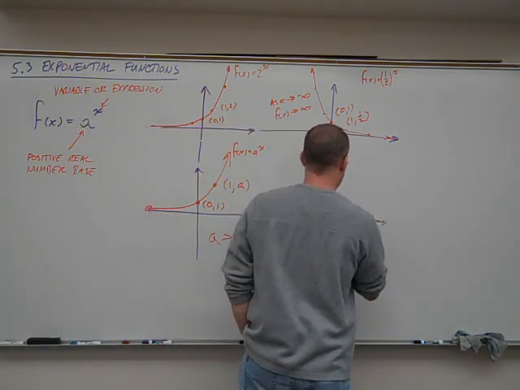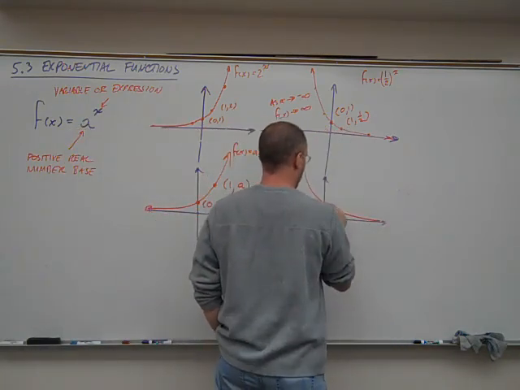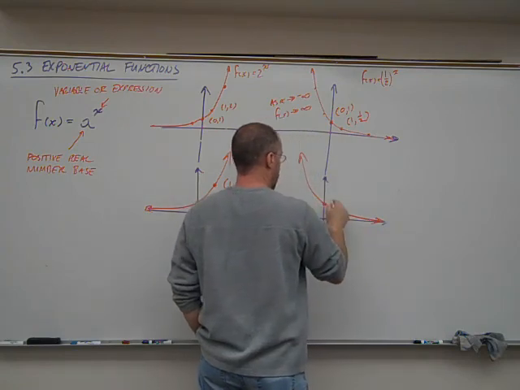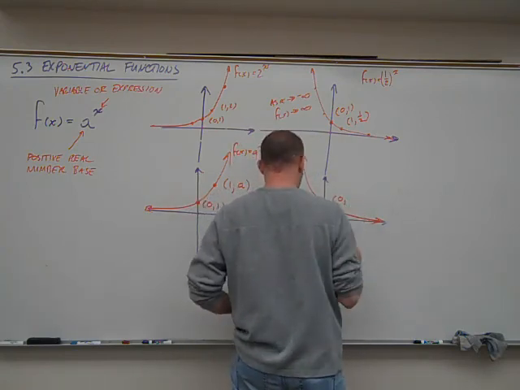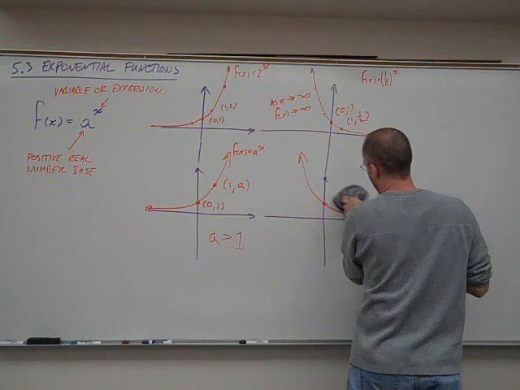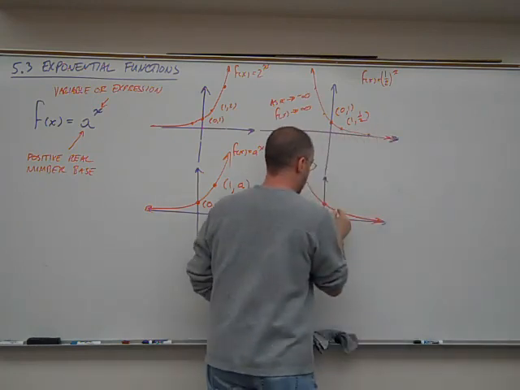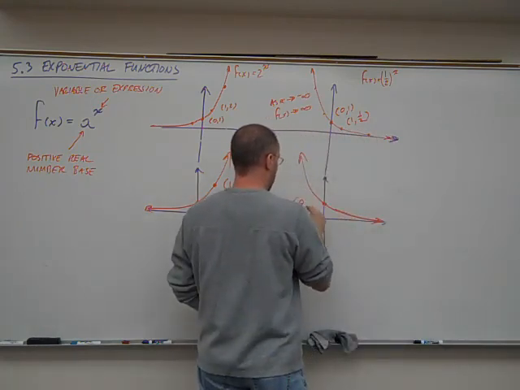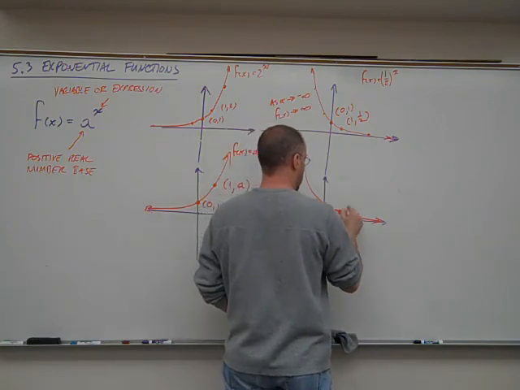Or they look like that. Still go through (0, 1). Let's see, let me put that in a place where I can do all my writing. Still go through (0, 1), and they still go through (1, the base).